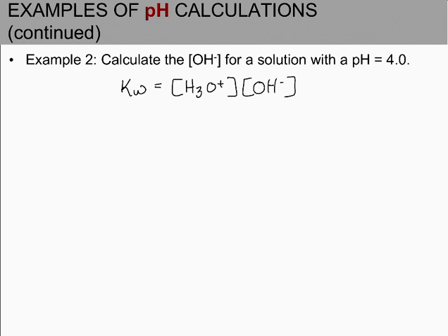That doesn't change. But in order to calculate the concentration of the hydroxide ions, we need the concentration of the hydronium ions. But luckily, we can figure that out using our equation from earlier, where 1 times 10 to the negative pH is our concentration of hydronium ions. Okay, so let's calculate that first.